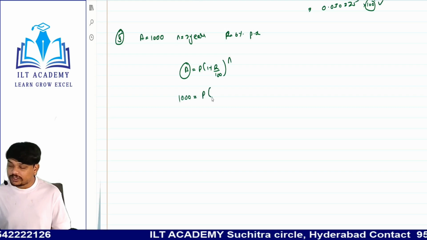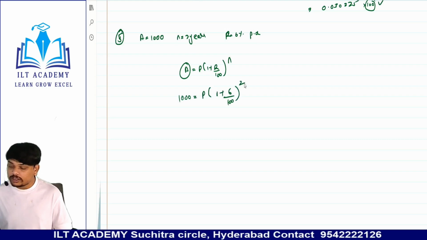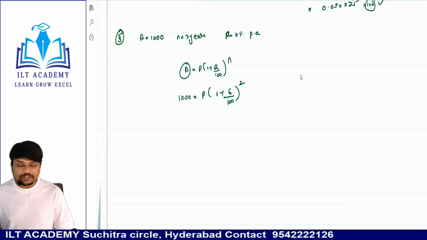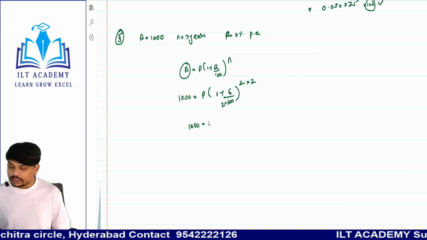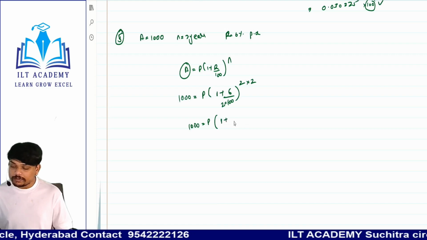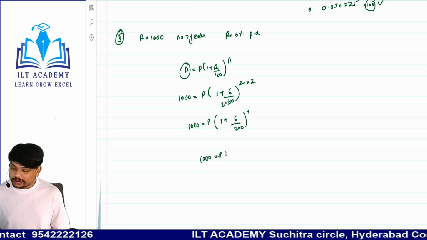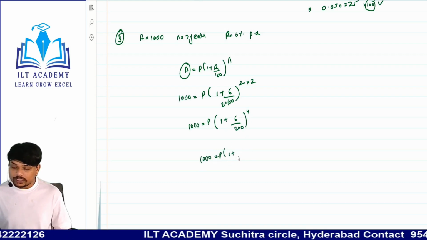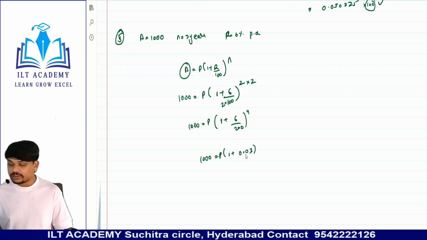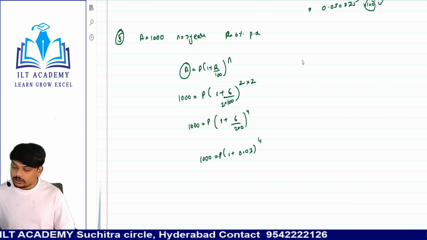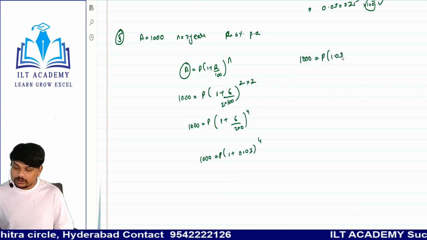So the amount is 1000, and the principal we don't know. 1 plus R is 6 upon 100, whole power n is 2. Now they are telling compounded half yearly, so you are going to multiply with 2 and you are going to multiply with 2. So 1000 is equal to principal into (1 plus 6 upon 200) whole power 4. 6 upon 200 will be 0.03, right? So 1000 is equal to principal into 1.03 whole power 4.